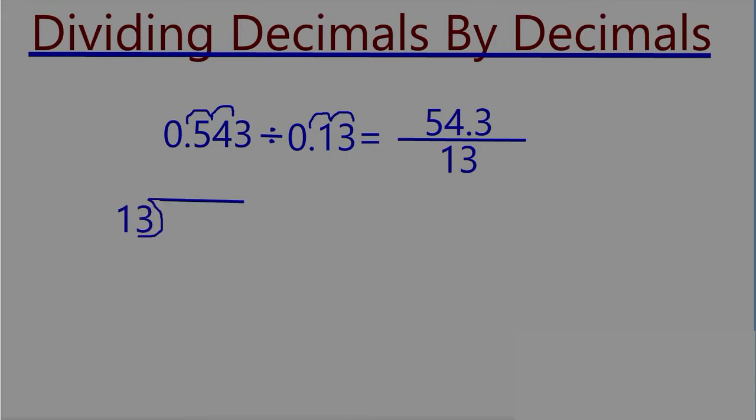Let's now divide 54.3 by 13. Notice, we place the divisor 13 outside the division house and the dividend 54.3 inside. So guys, this is like doing a normal division. We just have to ignore the decimal point. We want to divide 54 by 13. So what's 54 divided by 13?